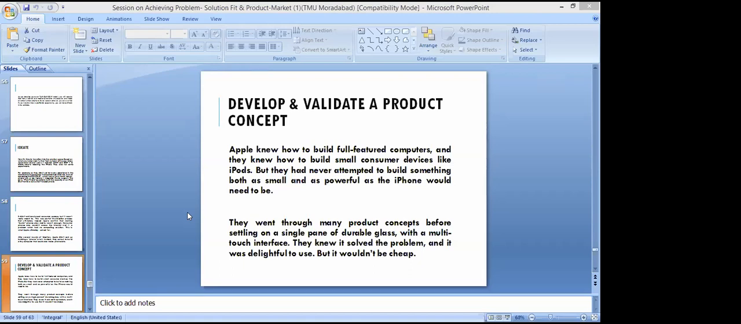They knew it solved the problem and it was delightful to use, but it would not be cheap. So that's why, dear students, you are paying so much money for Apple's iPhones. Because Apple has successfully used the concept of problem solution and product market fit and innovative design as far as their iPhones, iPads, and iPods are concerned. Yes, we, the customers, have really added more value to their iPhones because they adopted the methodology of both problem solution and product market fit.